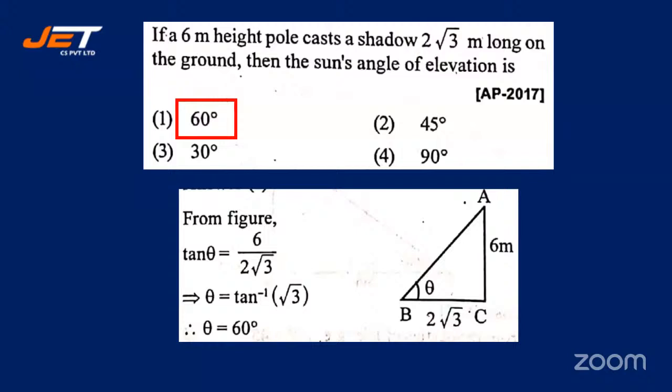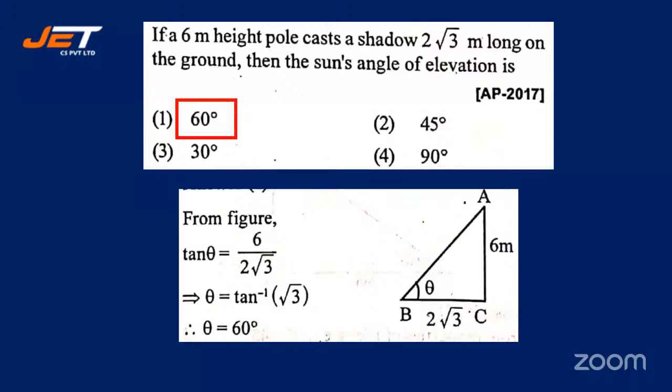How do you say the theta is towards the left? Because what is theta? The side which is opposite to the theta is opposite side, right? So here the height is 6 meter, which is opposite to theta. You have the adjacent side to be 2 root 3. So what is opposite side by adjacent side? It is 6 meter by 2 root 3. It is nothing but tan theta.